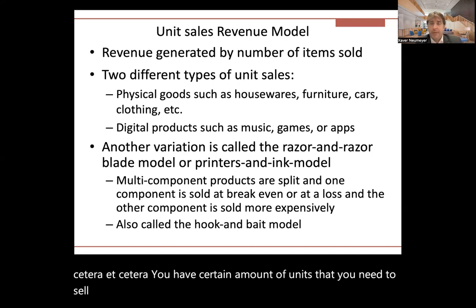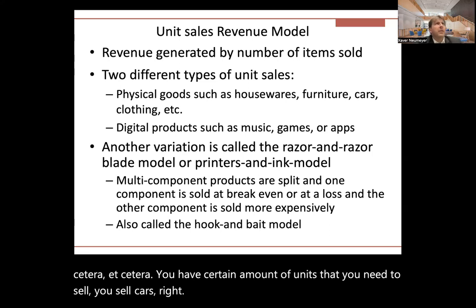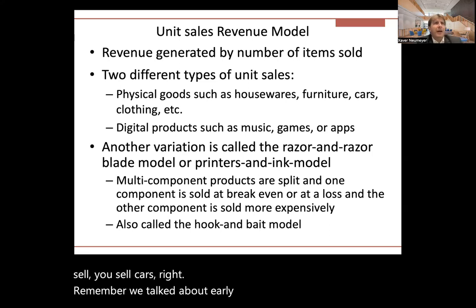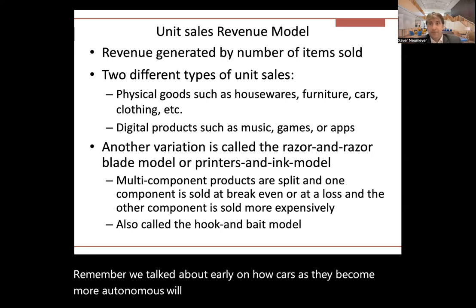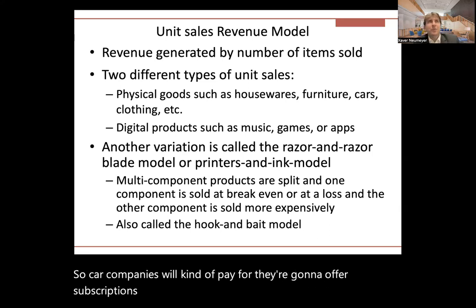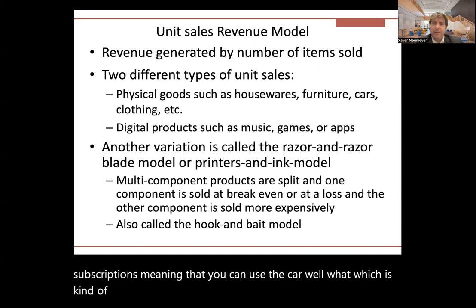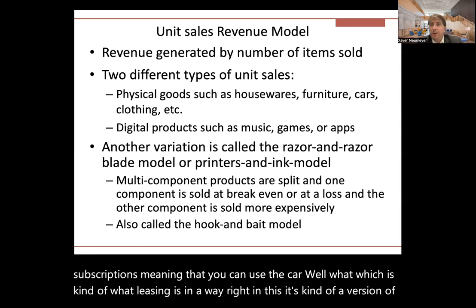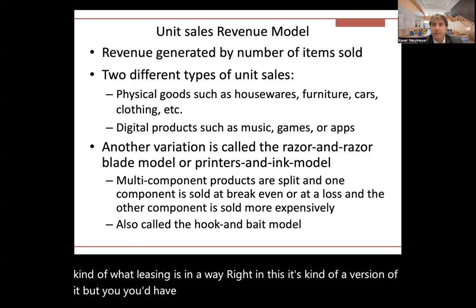You sell cars, right? Remember, we talked early on about how cars, as they become more autonomous, will also lead to a different business model. So car companies are going to offer subscriptions, meaning that you can use the car, which is kind of what leasing is in a way. It's kind of a version of it. But you'd have car companies essentially selling their cars, not per model, but through a subscription service.